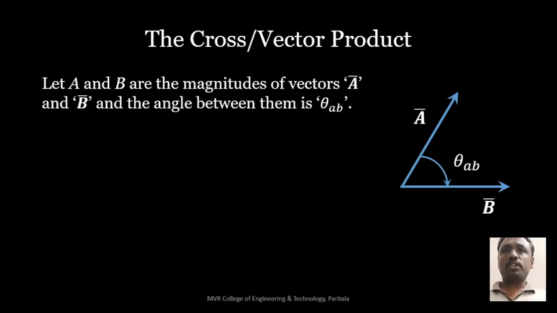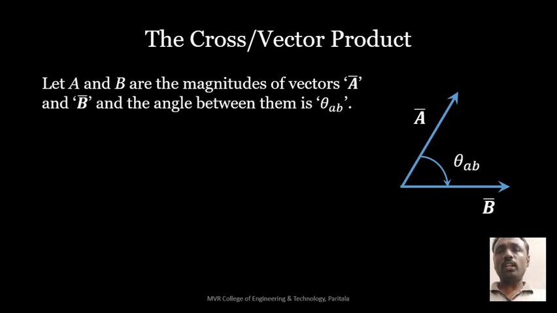So what is the magnitude here? The cross product magnitude is equal to the product of A, B and the sine of the angle lying between them. In the previous case it was cosine of the angle, here it is sine of the angle. So that will give the magnitude. So what about the direction? The direction is perpendicular to the plane that contains A bar and B bar vectors.